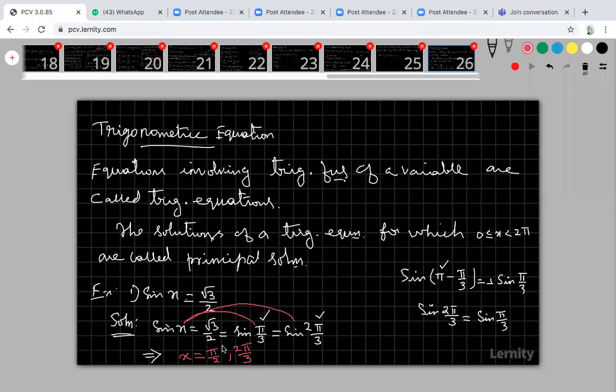So these are the solutions, and they are called principal solutions, because these two values lie between 0 and 2 pi. A solution that lies between 0 and 2 pi is called a principal solution. So x is equal to pi by 3 and 2 pi by 3 are the principal solutions. Look at that, we will discuss one more example like that. What is a trigonometric equation? What is a principal solution?